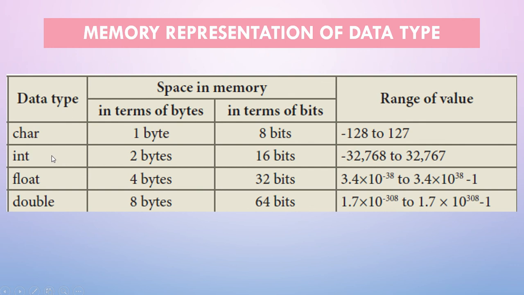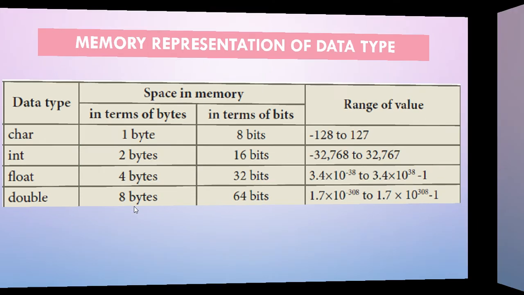So we have studied, int stores only the integer value, float stores the fractional numbers as well as integer, double stores the fractional as well as integer. It is double the floating size. பாருங்க இங்க 4 இருக்கு, அதோட இங்க double ஓட size 8. Okay, do you understand this?